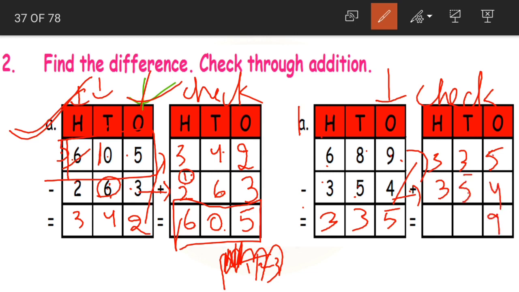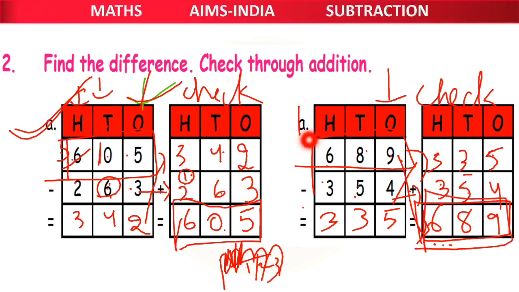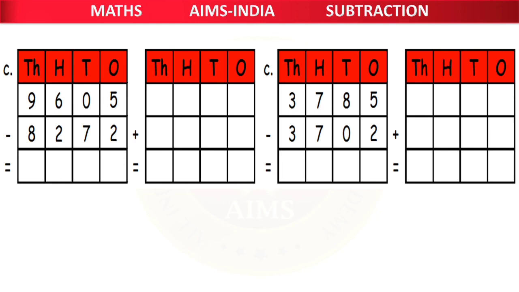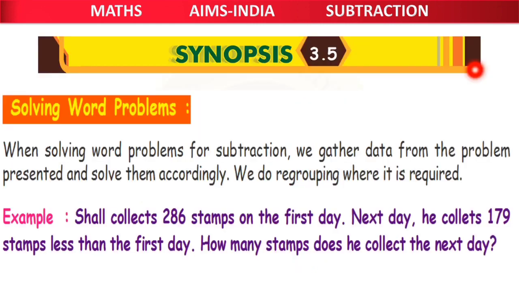5 plus 4, 9. 3 plus 5, 8. 3 plus 3, 6. What answer did we get? 689. Now what is this? This is our larger number. Yes, we got the same number as the larger number. We can say that the subtraction we did was the correct one. That was about checking your subtraction by doing addition.